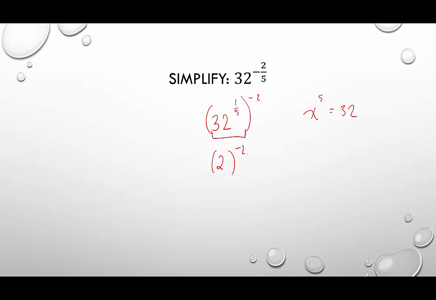The negative exponent tells me I need the reciprocal of the base. The reciprocal of 2 is a half. And then I still need to square it, and we would end up with 1/4. So if we're going to simplify 32 to the negative 2/5, the result will be 1/4.